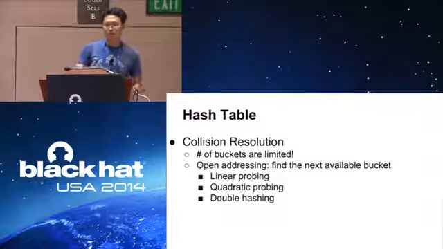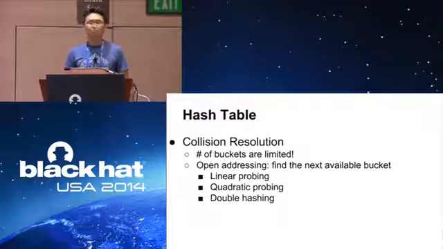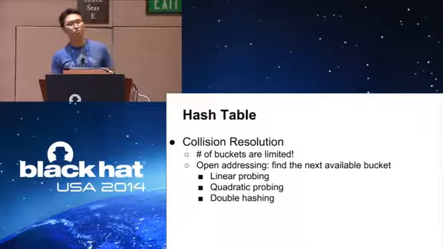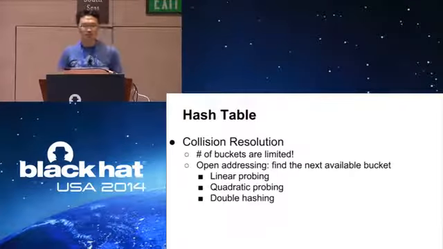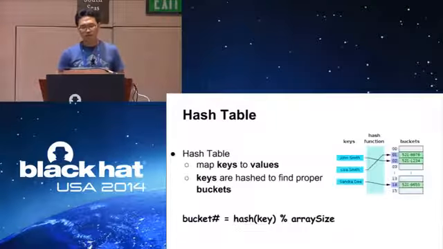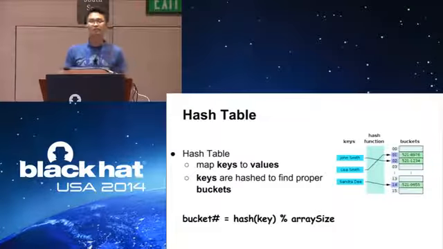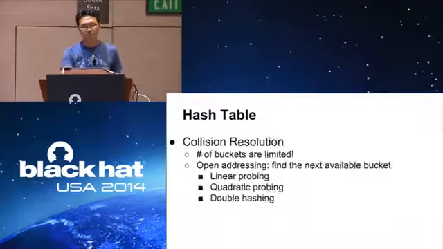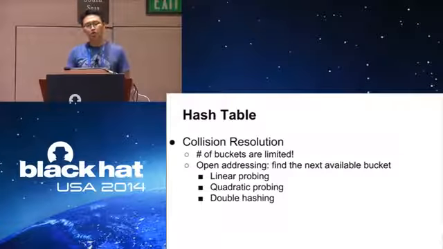It's very, very simple, but there is a problem. Because the array size is limited, there are always collisions. What this collision means is that when you're computing the bucket index, even if the keys are different, the bucket index can be the same because the array size is limited. So people usually use open addressing to find the next available bucket.